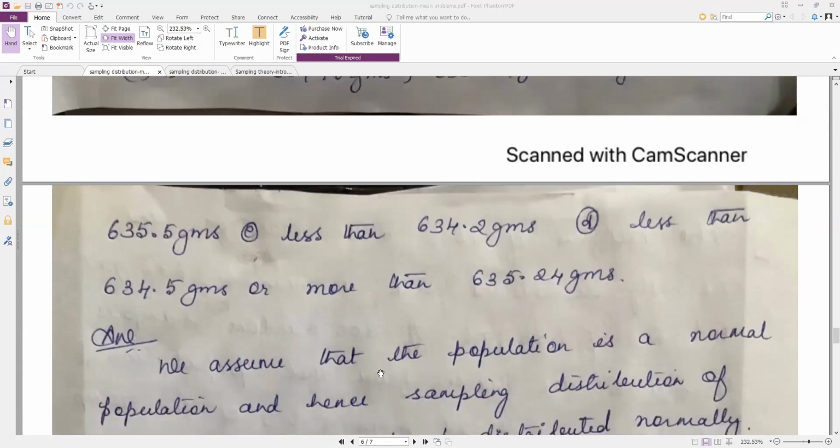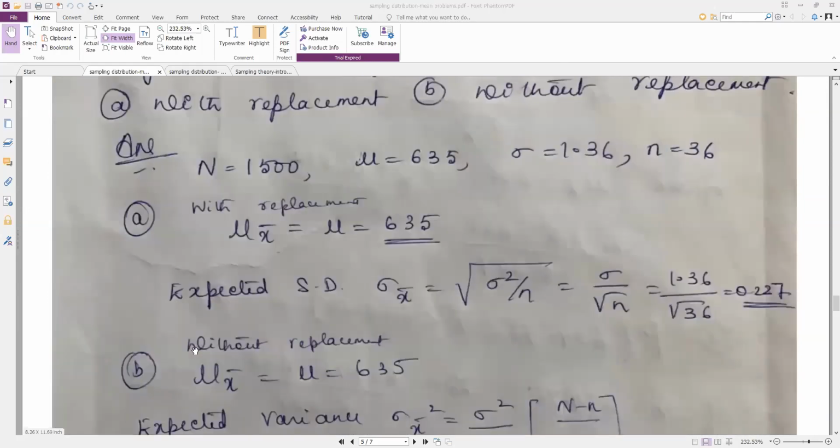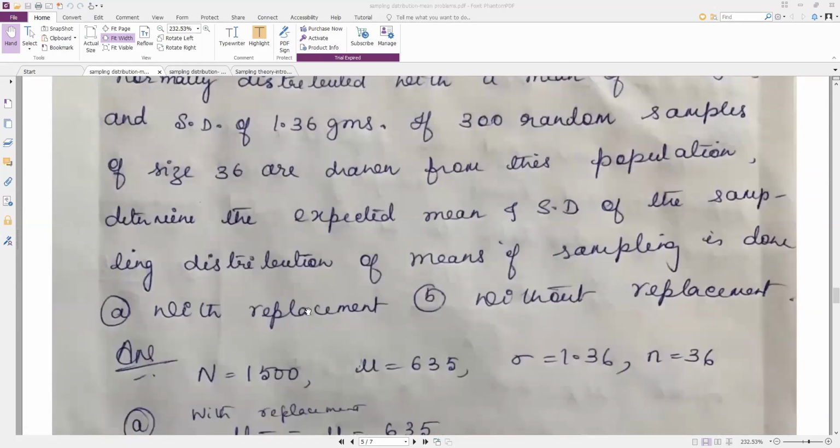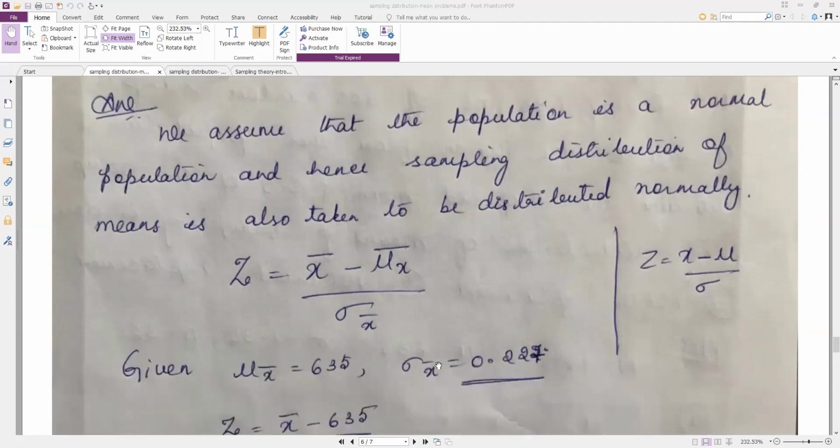We assume the population is a normal population because they have given a large sample, right? 1500. So it is a large sample. So we will take which kind of distribution? Normal distribution. And in module 3, we have seen what is normal distribution. Normal variate, we remember that z equals x minus mu by sigma, right? So for means, we just have to write x bar, mu x bar, sigma x bar. This is for population. This is for samples. So z equals x bar minus mu x bar divided by sigma x bar.